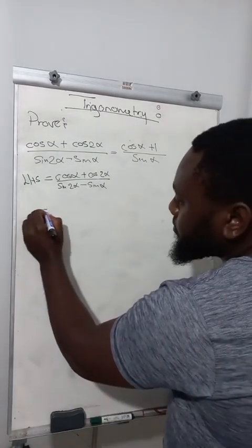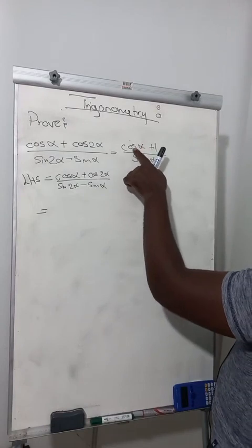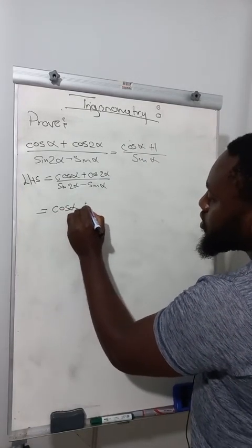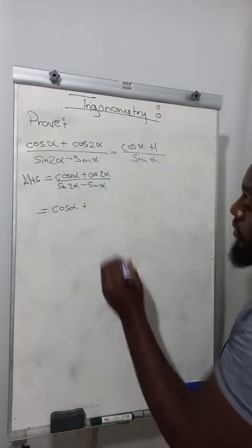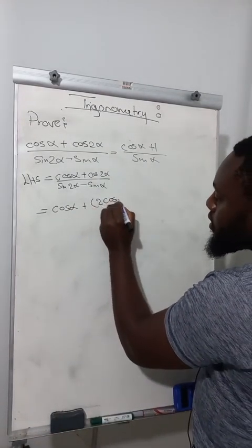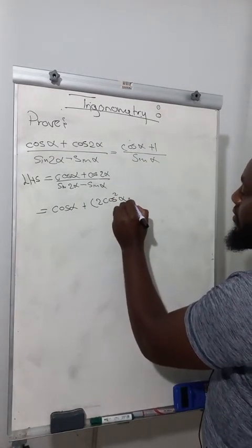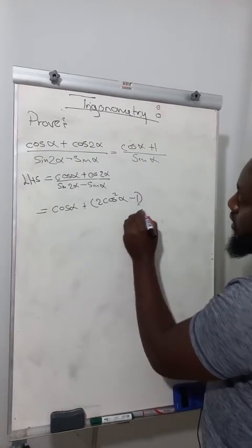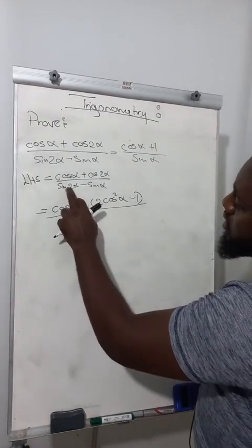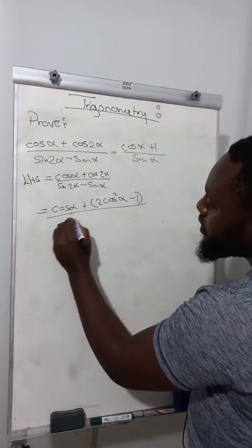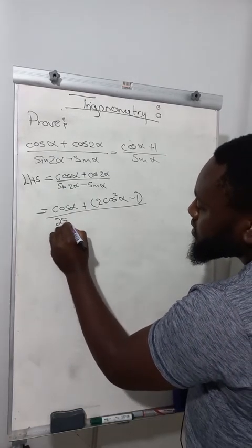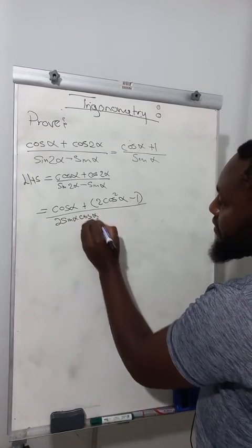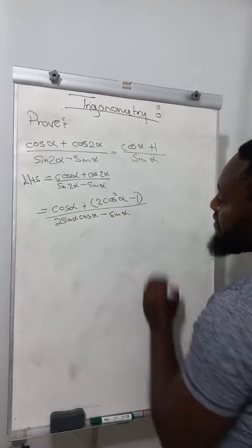In this case, because we only have cos alpha in the answer, I'll replace cos 2 alpha with 2 cos squared alpha minus 1, all divided by sine 2 alpha, which is the same as 2 sine alpha cos alpha, then minus sine alpha.